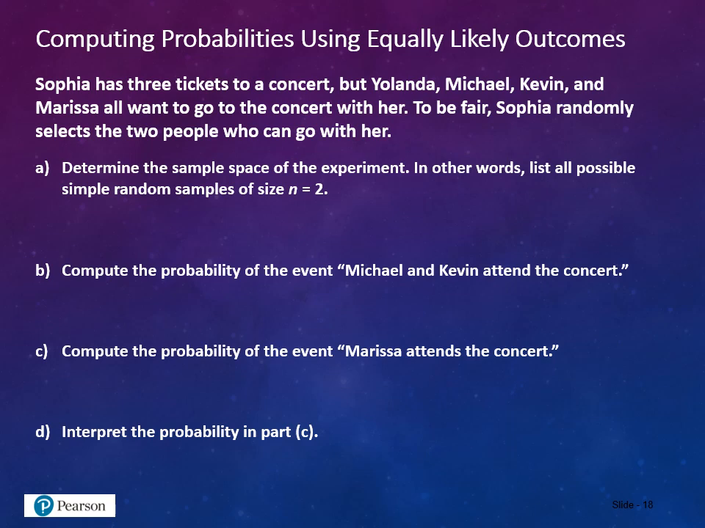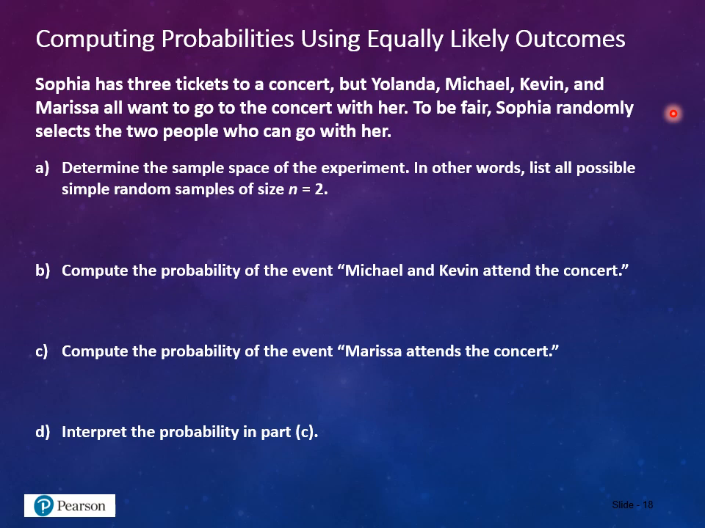So now let's look at our final example, computing probabilities using equally likely outcomes. Sophia has 3 tickets to a concert, but Yolanda, Michael, Kevin, and Marissa all want to go to the concert with her. To be fair, Sophia randomly selects the 2 people who can go with her. Determine the sample space of the experiment. In other words, list all possible simple random samples of size n equals 2.